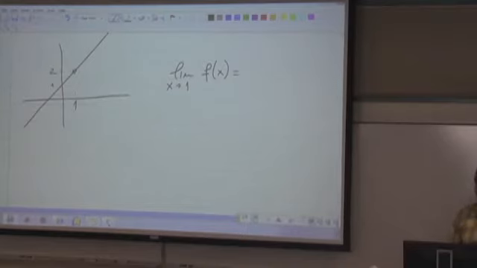You want me to pick up a table and look at values? I can do that. I actually don't have a calculator, but for this one, you don't really need a calculator. So let's play around. We start at 0.5. What is f of 0.5?